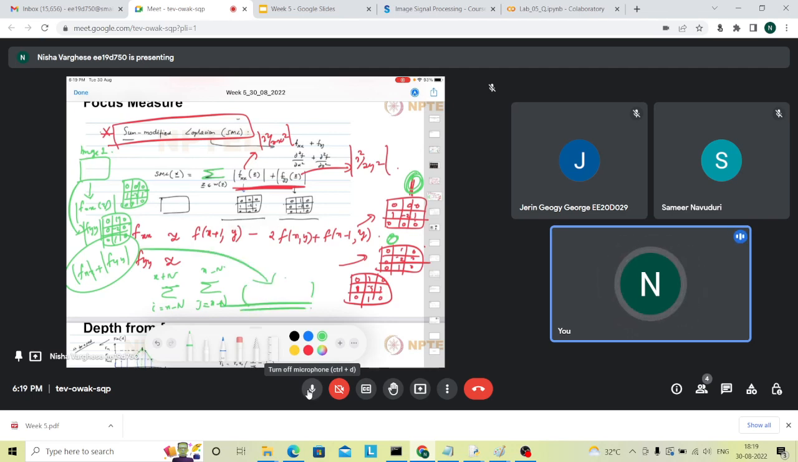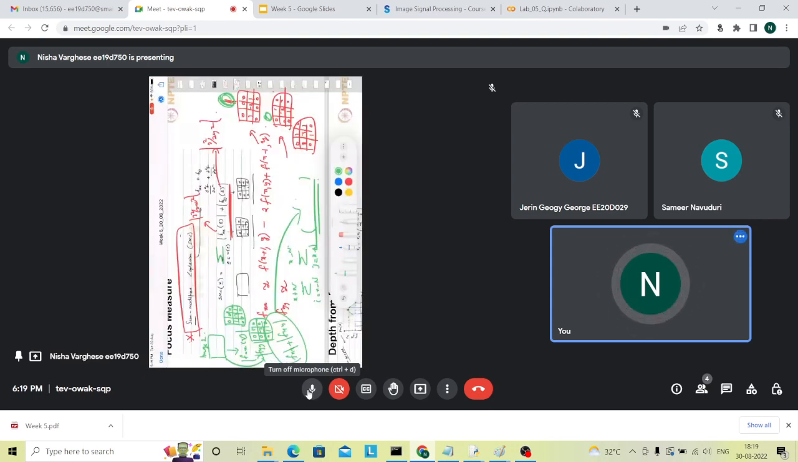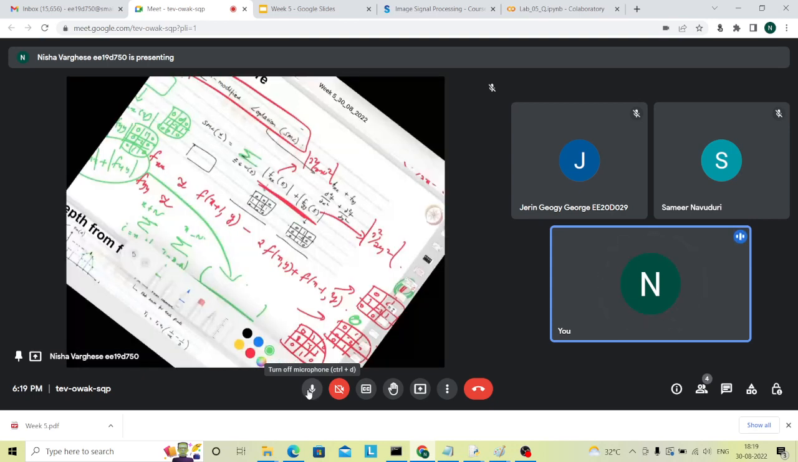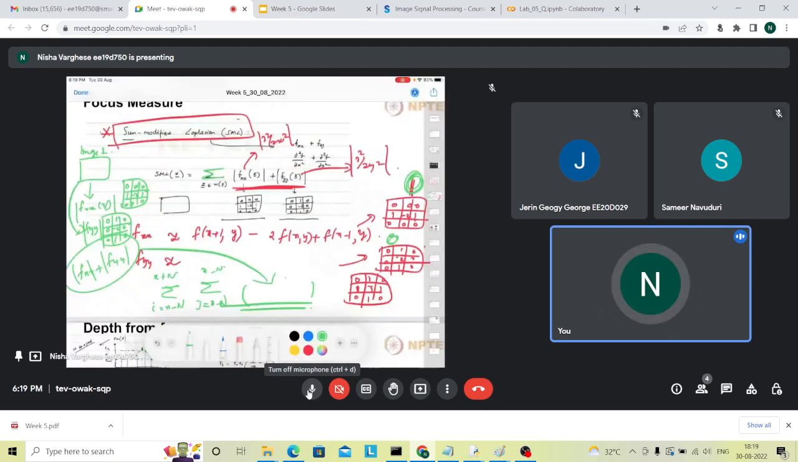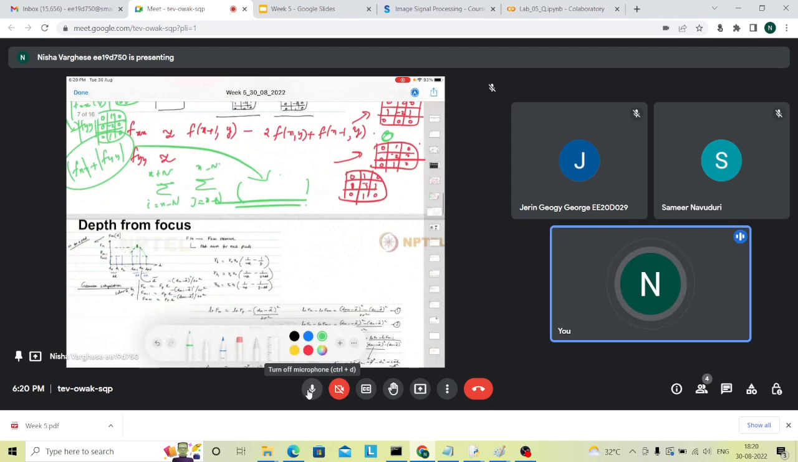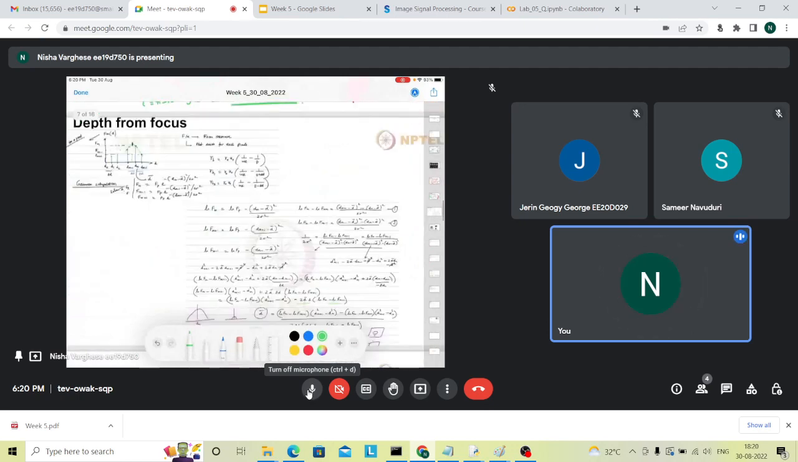So you are taking the contribution of the neighboring pixels also. Instead of using only a single pixel, you are taking the information from the neighboring pixels also. So that will help to improve these depth maps. So that is the use of this SML, sum modified Laplacian. You will go through that assignment, then you will get a good idea. Okay. So after getting this focus measure, what will you do?